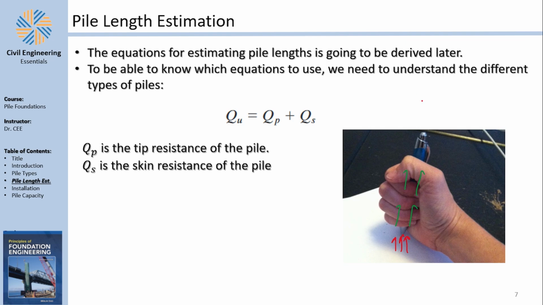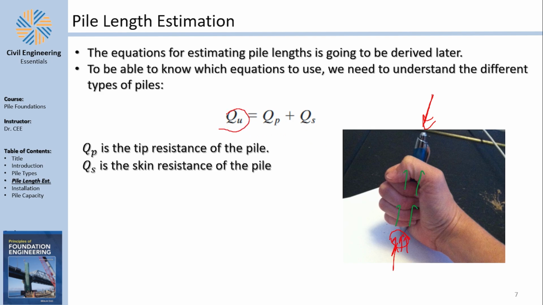So now somebody comes and wants to push the paper to basically go down. His force of pushing the pen will be resisted by two things. First of all, the sheet below the pen is going to provide bearing capacity, and your hand itself is going to provide friction. Because if somebody tries to push the pen, your hand is going to resist this push, which will provide friction. And that's exactly what happens in piles.